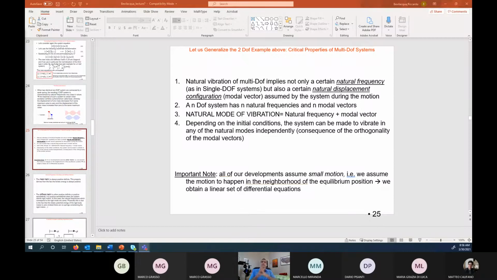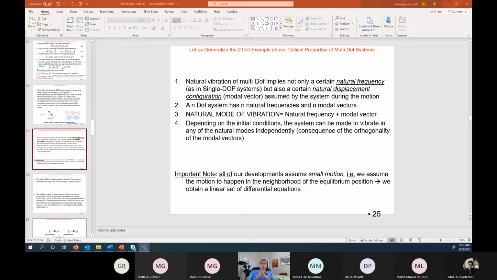We are back. Okay, so we're going to try to generalize things a little bit. If you have a multiple degree of freedom system now, we can't really focus on a certain natural frequency, of course, in a certain natural displacement configuration.